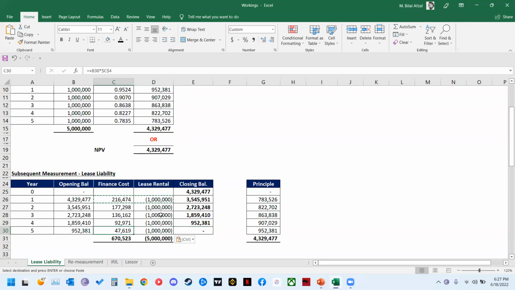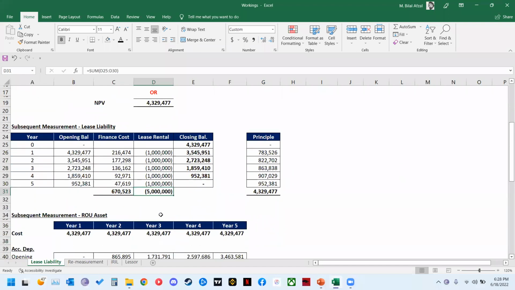What is happening basically? Total amount I'm paying is 5 million, but the standard says that the difference between the cash value and the nominal value would be charged to the profit and loss, which in layman's terms is the difference between cash and nominal value, the time value of money concept. Standard simply says that apply the time value of money concept on the rental, and whatever the difference is, that has to be charged into the profit and loss.